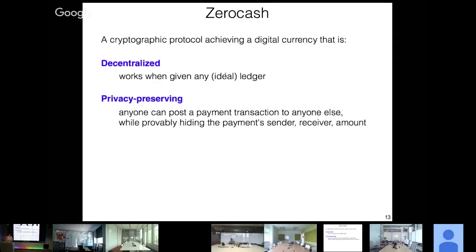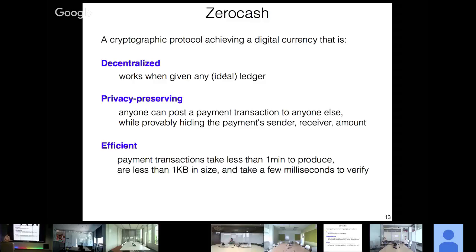But moreover, it's privacy preserving in the sense that anybody can post a payment transaction to anybody else, like in Bitcoin, except that the transaction itself will hide the payment's sender, receiver, and amount. Also, just for the sake of today, let's just worry about the 3 pieces of information of a payment that we want to hide: who sends it, who receives it, and how much. Okay, these are the 3 main pieces. There are other things you could try to hide, but let's just worry about these 3 for now.